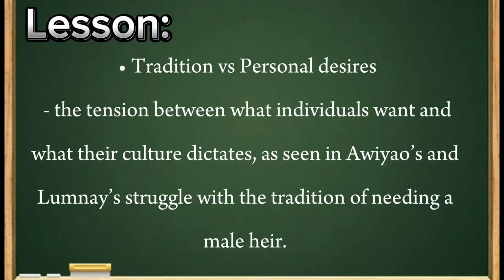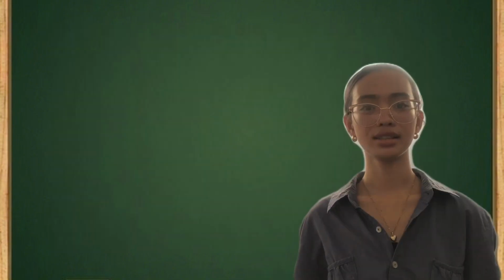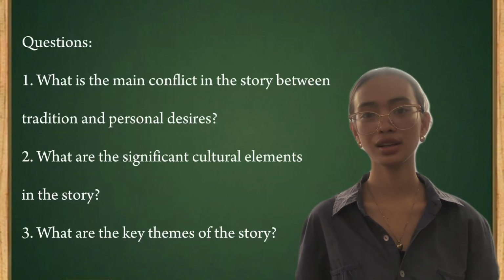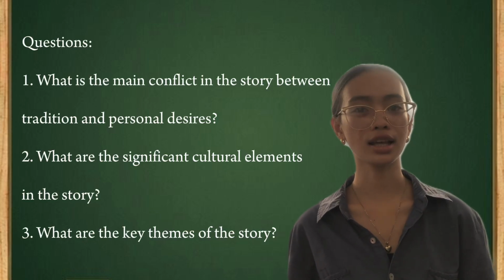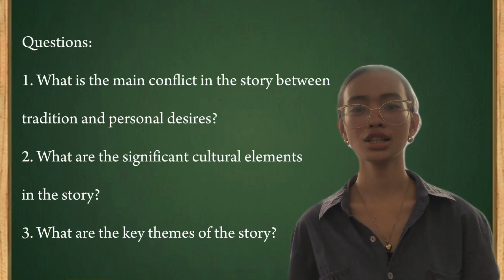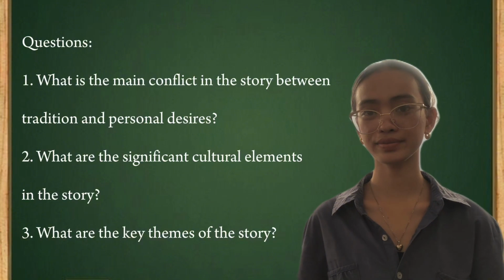So for the lesson, we have tradition versus personal desires. The tension between what individuals want and what their culture dictates, as seen in Awiyaw's and Lumnay's struggle with the tradition of needing a male heir. So now that I am done introducing the themes, lessons, and characters in the story, let me ask you this. What is the main conflict in the story between traditions and personal desires?